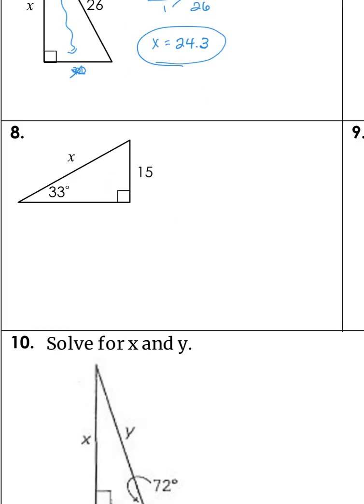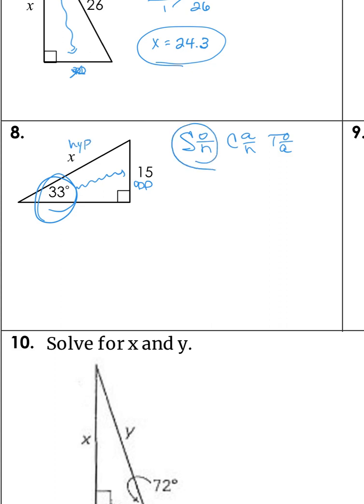All right, few more examples here. Looking at my angle, the side way over here is the opposite side. The box points to your hypotenuse. So O and H, that's going to be sine. So sine 33, because that's my angle. Opposite over hypotenuse. Now look, this one's different.